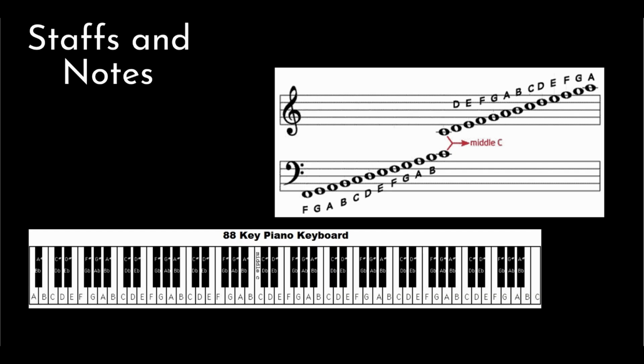Now let's talk about staffs and notes. As you can see on the piano, there are many notes A through G repeated, and each repeat has a different number. For example, the first A and B are 0, but the first C is C1. The next C after that is C2.